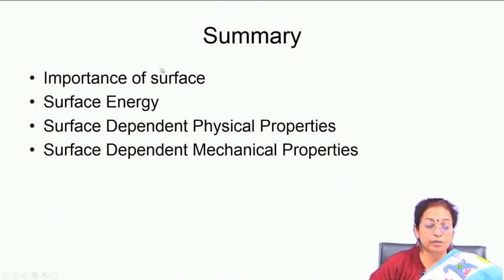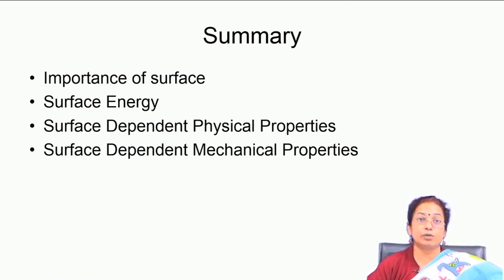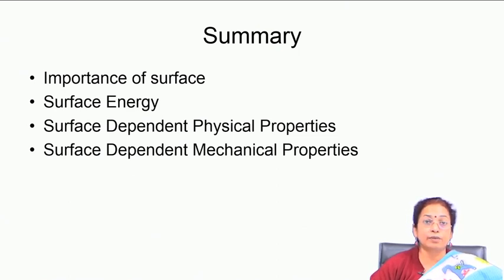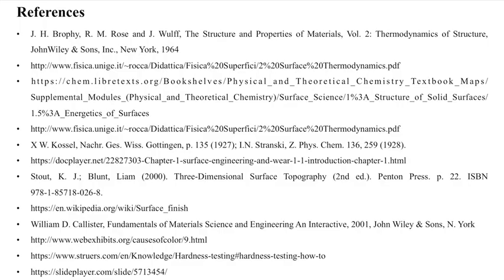In this particular talk we discussed the importance of the surface, then surface energy, the phenomena related to surface energy and the properties influenced by surface energies. We also discussed surface dependent physical properties and primary mechanical properties like flexural strength and hardness. Other important mechanical properties which are dependent on the surface, like wear resistance and fatigue property, will be discussed in the next few classes, and surface dependent chemical properties like corrosion and high temperature oxidation will also be discussed in the next 2 classes.